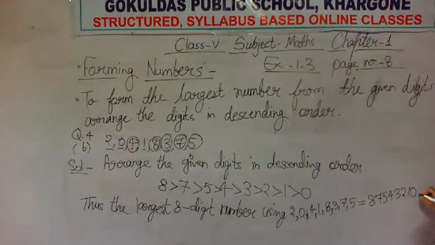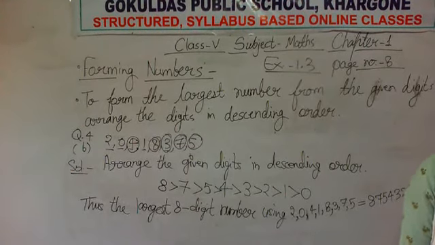So to form the largest number from the given digits, what do you have to do? You have to arrange all the given digits in descending order. Let's do the last one of this question.